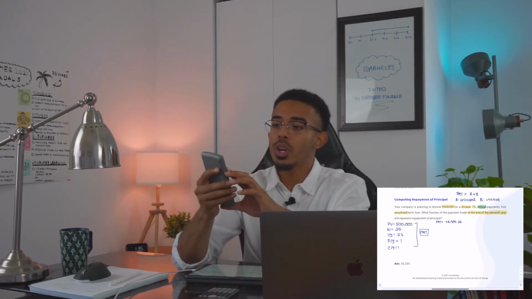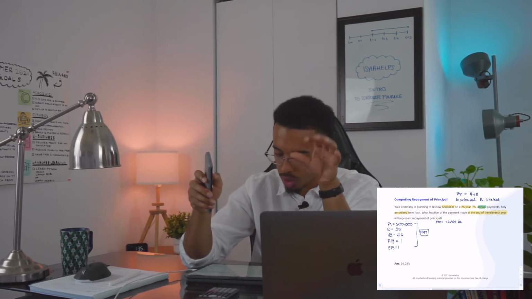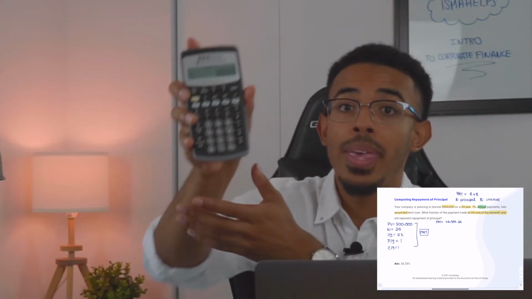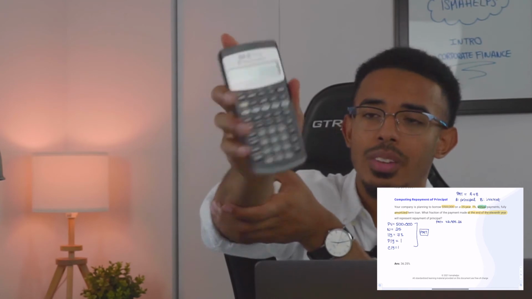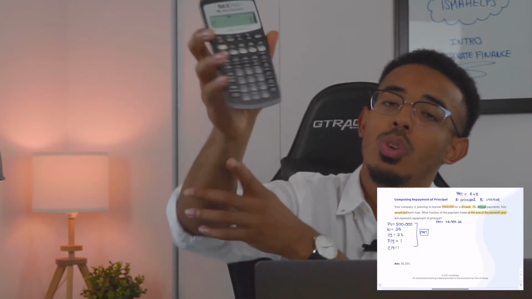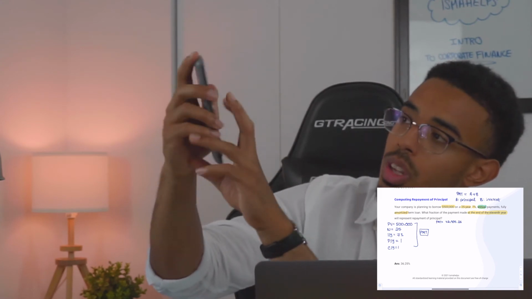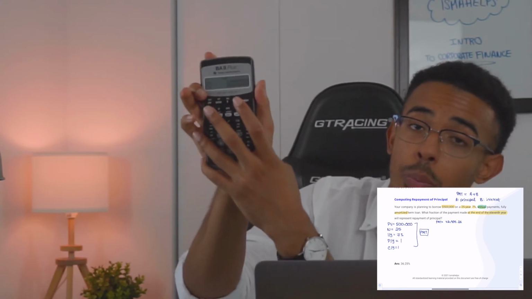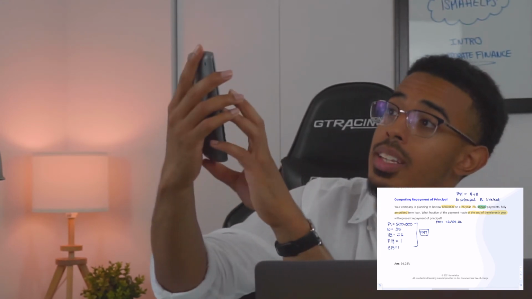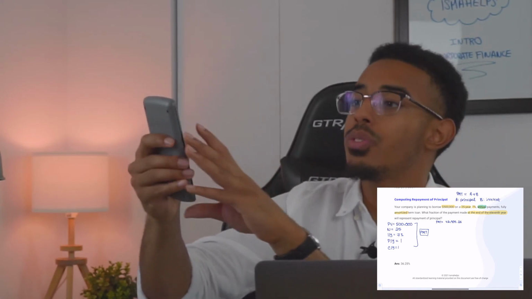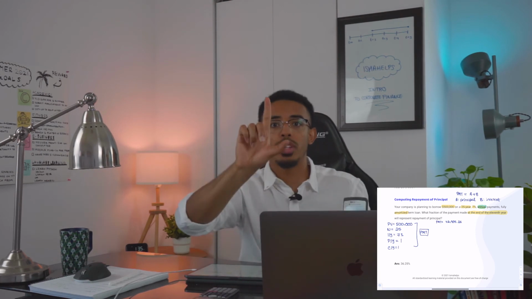So the first thing is that because the question is telling us to look at the 11th year, we need to set P1 as 11. So press P1 equal 11, then press enter. You're going to press the down arrow to bring yourself to P2. In this case, you're going to set P2 as 11 as well, because we want to look at one singular period.